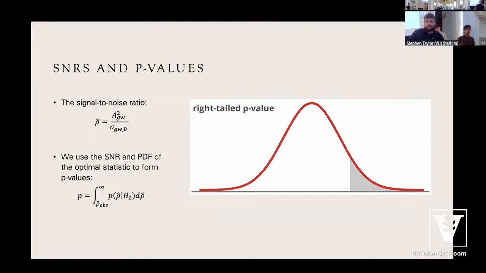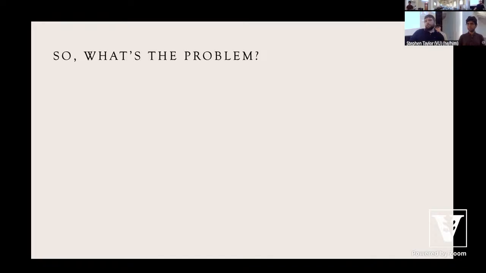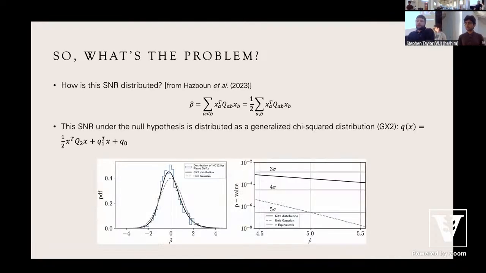Hazboun and collaborators showed that the p-value should be calculated using a generalized chi-squared. So what's the problem here? We have to think about how this signal to noise ratio is distributed. The old assumption is a normal Gaussian distribution, but Hazboun showed that we should use a GX2. The figure here shows that the GX2 prediction matches real data much better than a Gaussian. This matters because the wrong distribution makes a detection appear more significant than it really is.